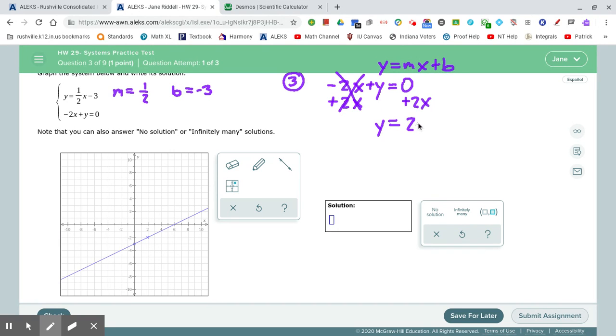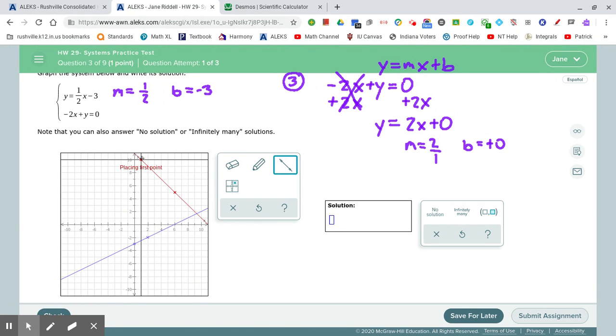So this is going to be positive 2x, and then a positive 0. So then I identify my m, which is my number directly in front of x, which is a +2 over 1. And then my b, my y-intercept, what comes after x, which is a +0. So now that I have put this into slope-intercept form, I can graph using my y-intercept and my slope.